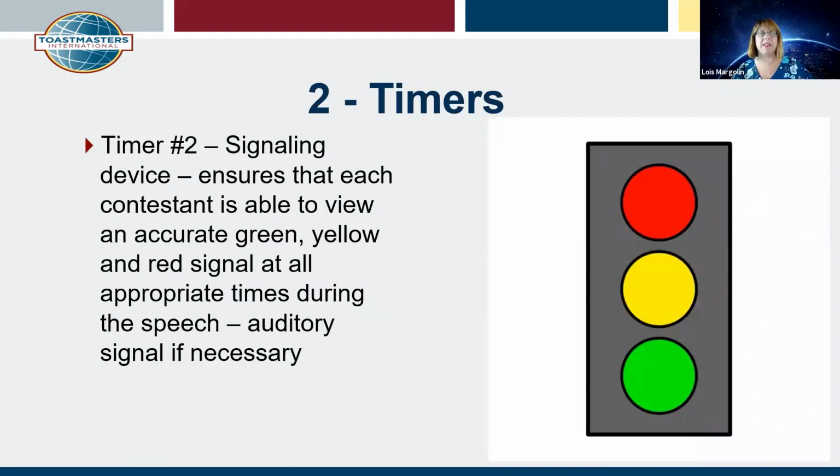Timer number 2 has a signaling device ensuring that each contestant is able to read an accurate green, yellow, and red signal at all times. Please check as the chief judge with the contest master to make sure if there is anyone that needs an auditory signal. If they can't see the lights, they're going to need to hear green, yellow, red.